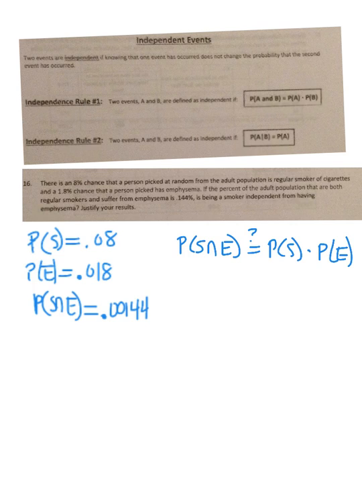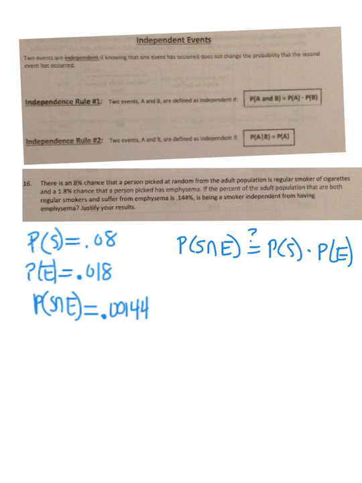That's a really bad 8. And we know the probability of E is 0.018. Okay, so the rest is just math. And again, we're trying to figure out whether these are equal. So I am going to put a question mark, see whether those are equal.